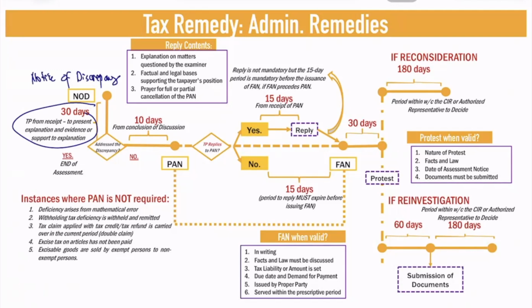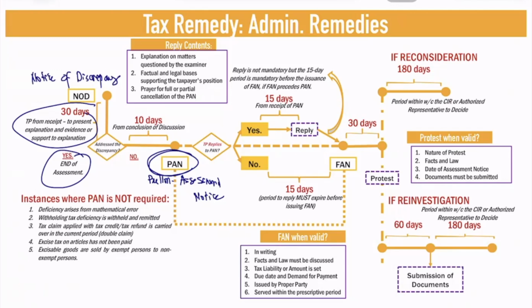Now, if ever that is addressed, then end of assessment. If not, there will be a discussion. And 10 days from the conclusion of the discussion, the BIR can now issue preliminary assessment notice. Okay, so in your preliminary assessment notice, what will happen? The preliminary assessment notice now assesses the taxpayer of the discrepancy or the deficiency taxes.